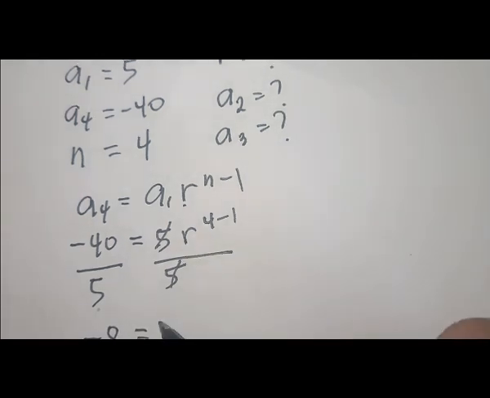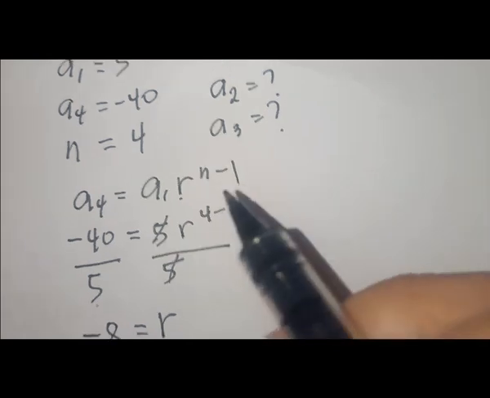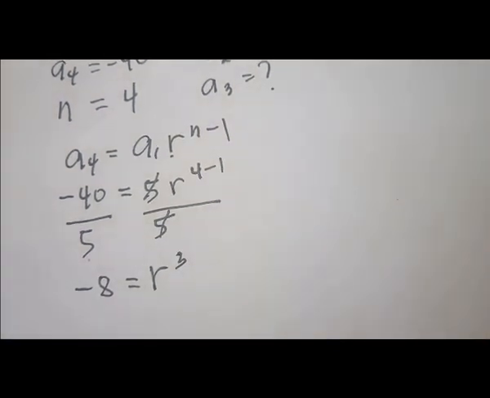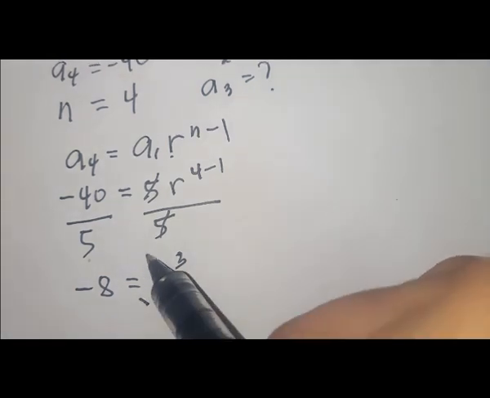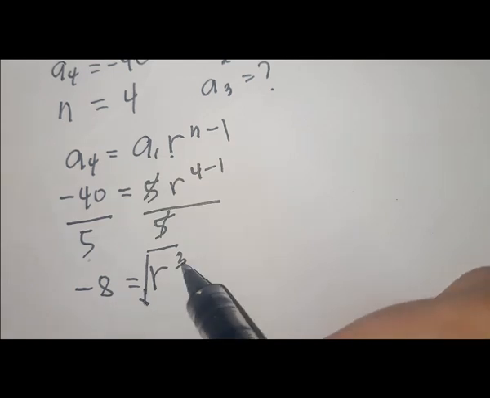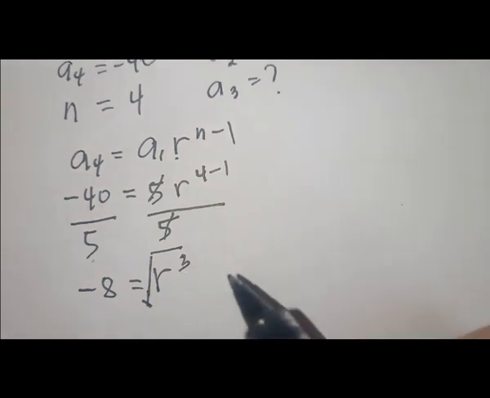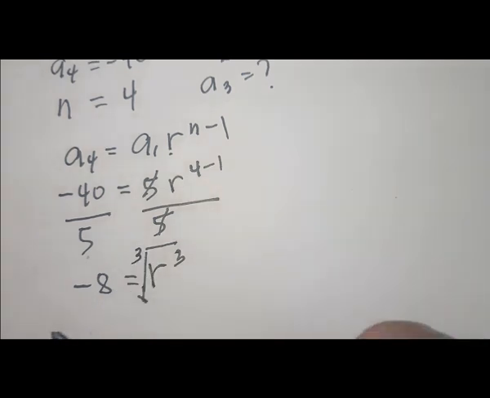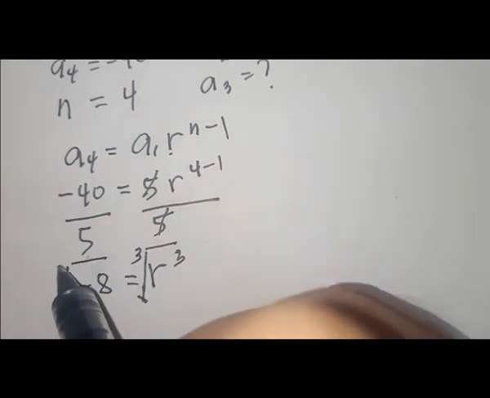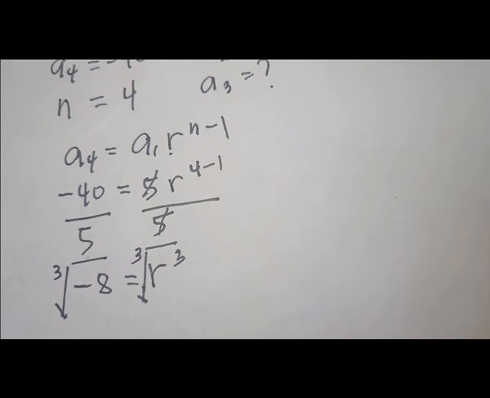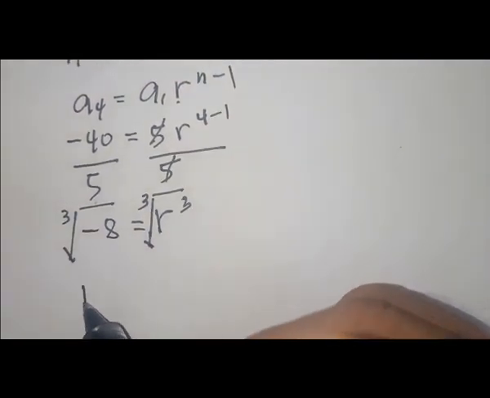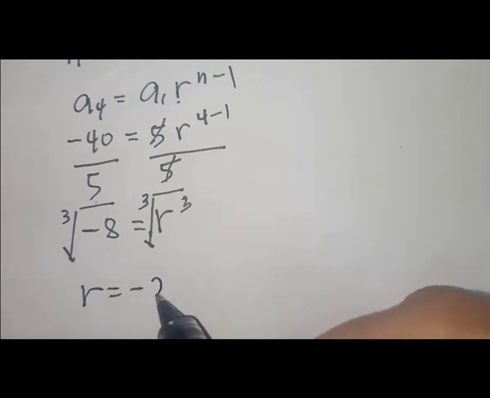Then, after that, yung r. Then, 4 minus 1, you have cube. So, ibig sabihin, we have negative 8 is equal to r cube. Then, after that, kunin natin yung cube root. Dahil, bakit cube root? Kasi, raised to 3 yung exponent natin sa variable r. So, kung ano yung ginawa sa right, gawin din natin sa left. Okay? So, therefore, the value of r here is equal to negative 2.